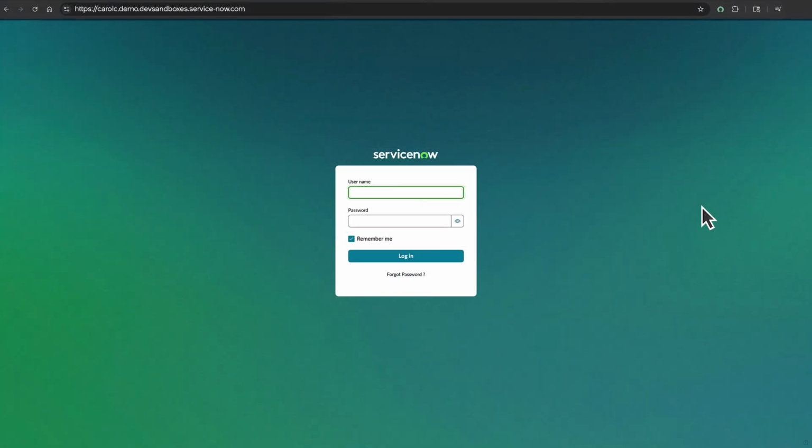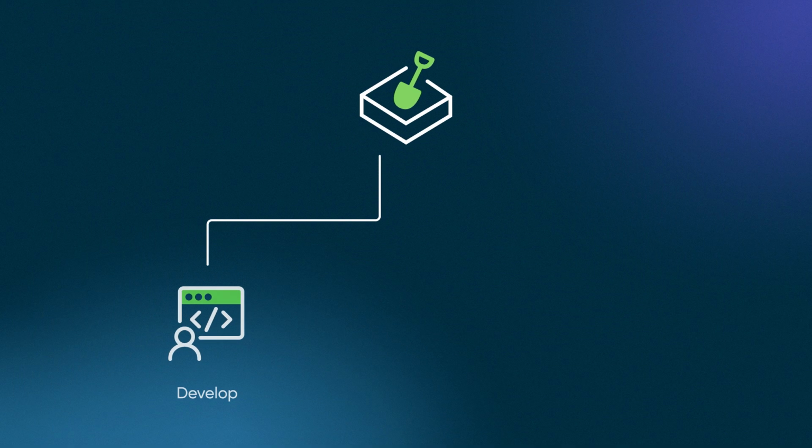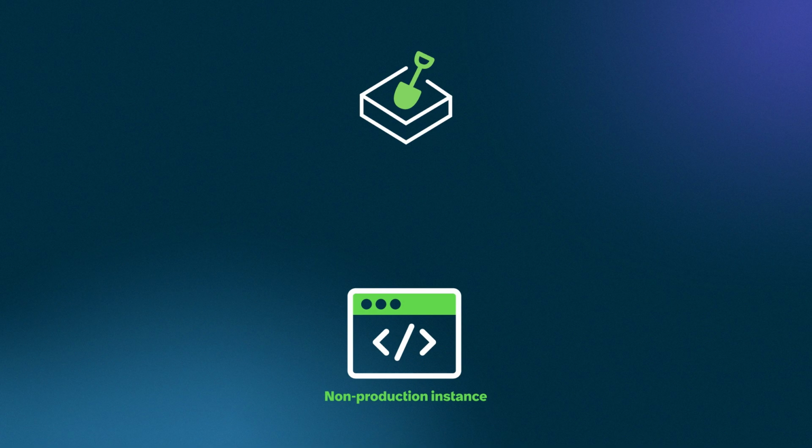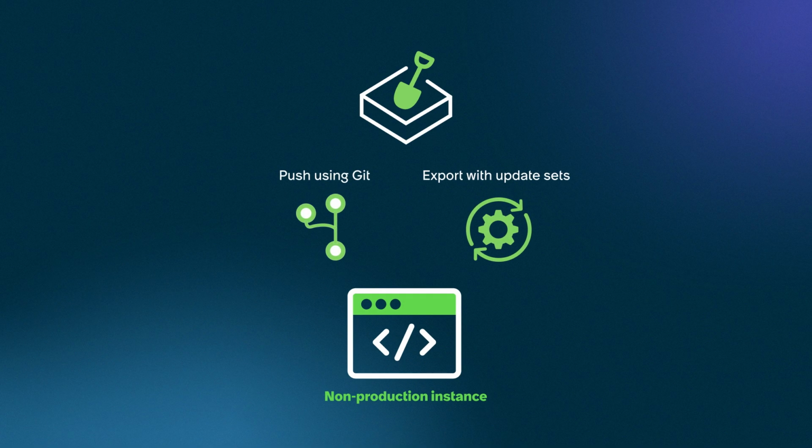Just log in with the same credentials you use for your base instance. If the base instance uses SSO, that is, single sign-on, its sandboxes will use the same SSO to log in. From here, you can develop, test, and make changes in isolation from the base instance and other developer sandbox environments. Then, when you're ready, push your changes using Git or export them with update sets.